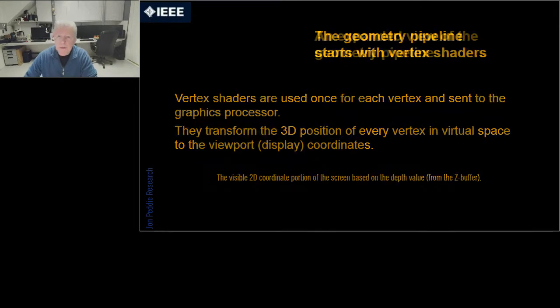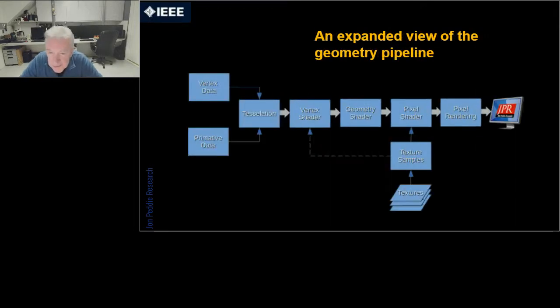So here we go. I can't see that. Anyway, it should be vertex data and primary data. I know how to make this bigger.